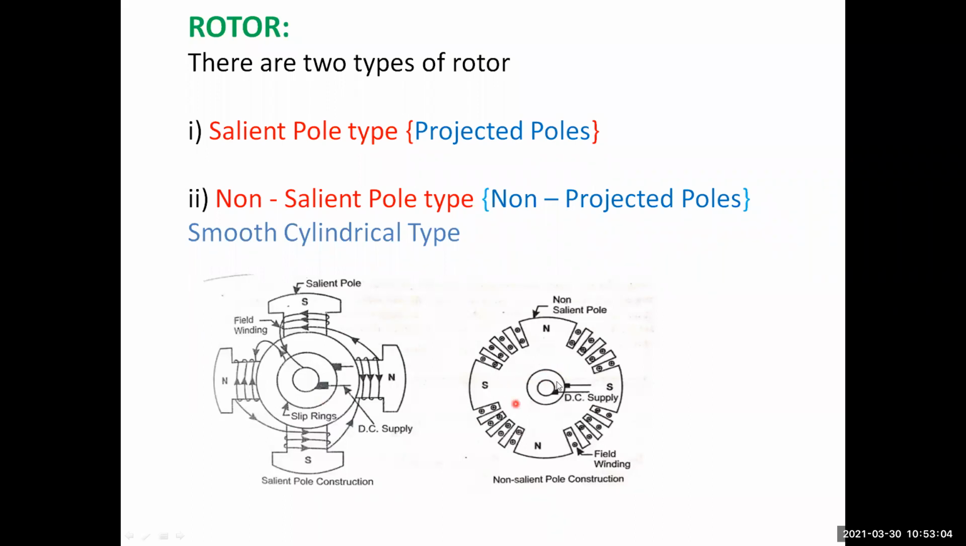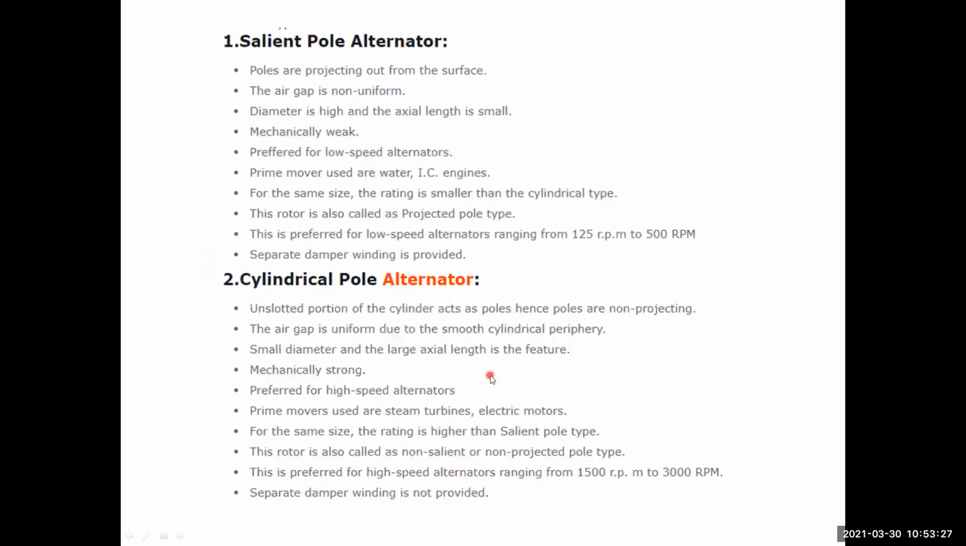In the non-salient pole rotor, the centrifugal forces acting on the machine are very small compared to the salient pole rotor. In the salient pole rotor the centrifugal forces are more, so it is limited to low speed applications. Here the centrifugal forces are very small, so it is used for very high speed applications. So this is the difference between salient pole and non-salient pole machines.